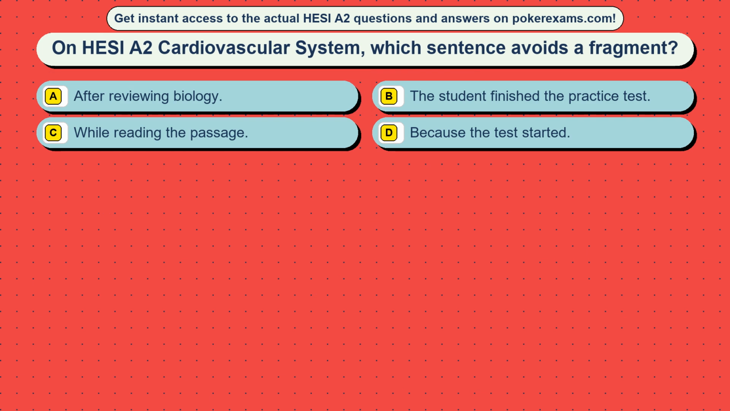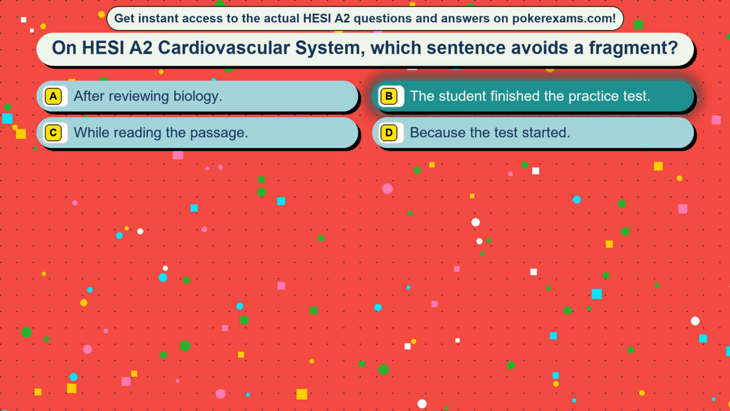Question 14. On HESI A2 cardiovascular system, which sentence avoids a fragment? Option A, after reviewing biology. Option B, the student finished the practice test. Option C, while reading the passage. Option D, because the test started.